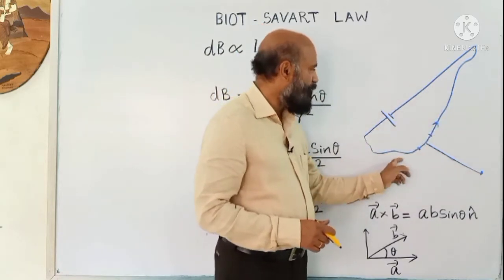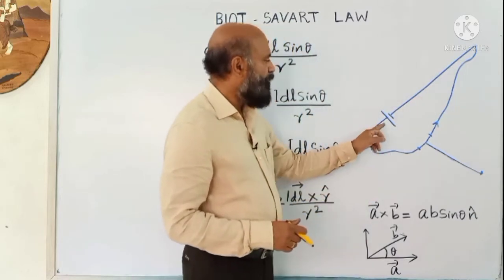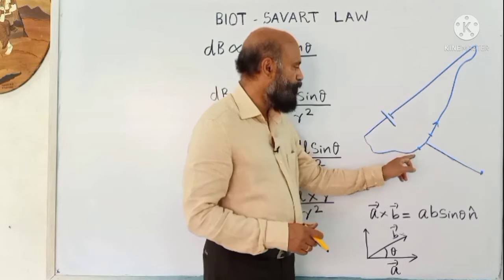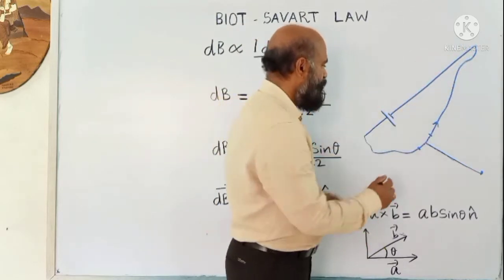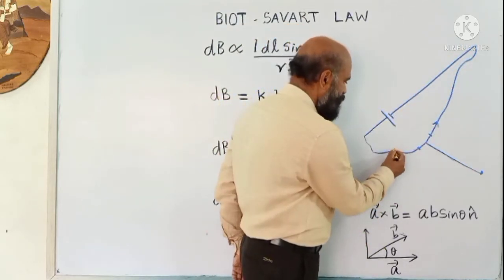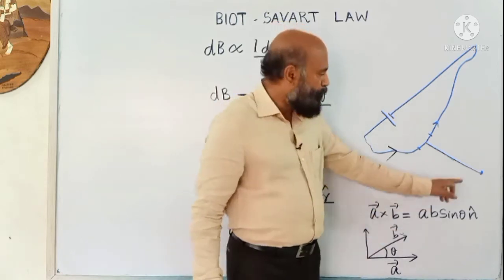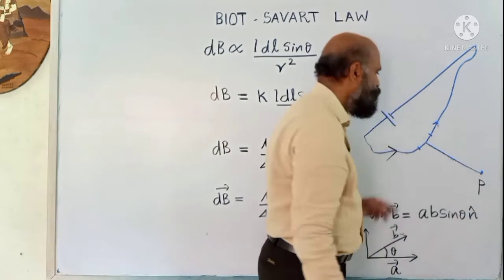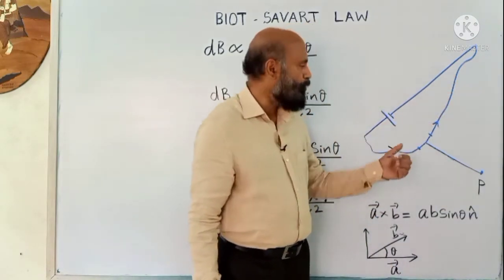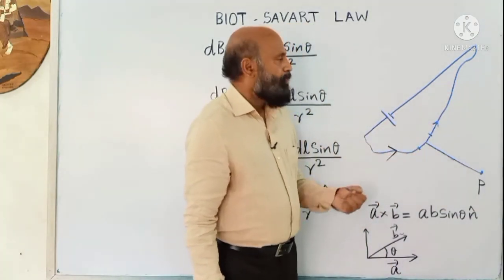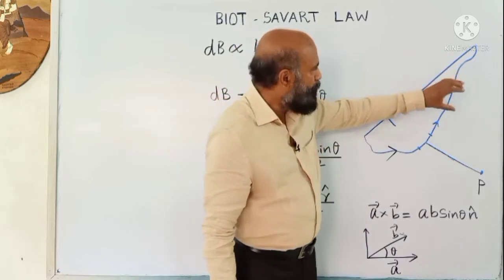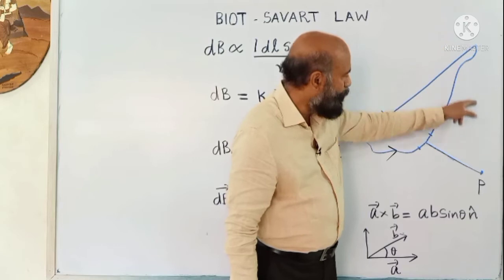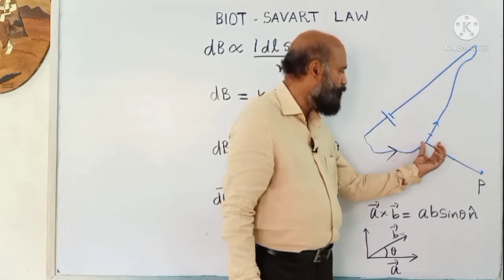This is a conductor and it is connected to a battery. So current is passing from the positive to negative of the battery. So this is the direction of the current. Then we have to find the magnetic field at a point P due to the current flowing through this conductor. Then the different parts of the conductor are at a different distance. This is away from the point. This is near to the point.